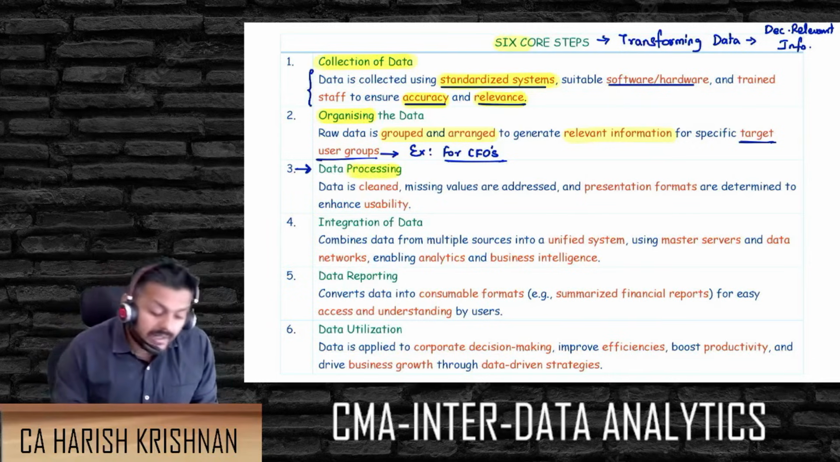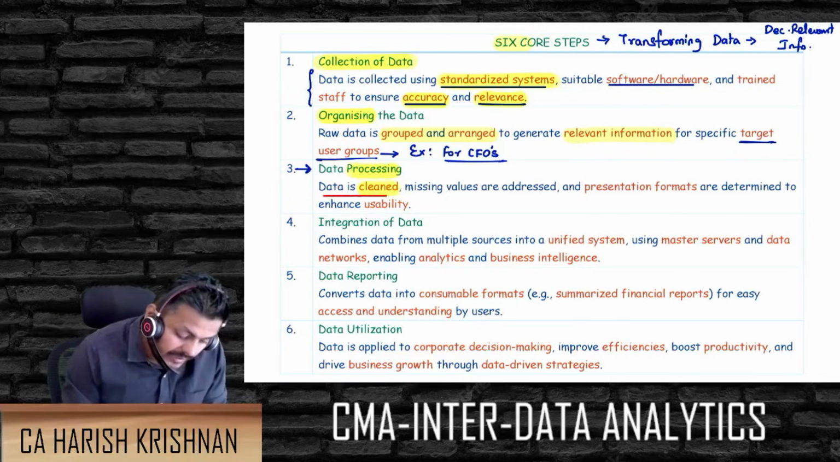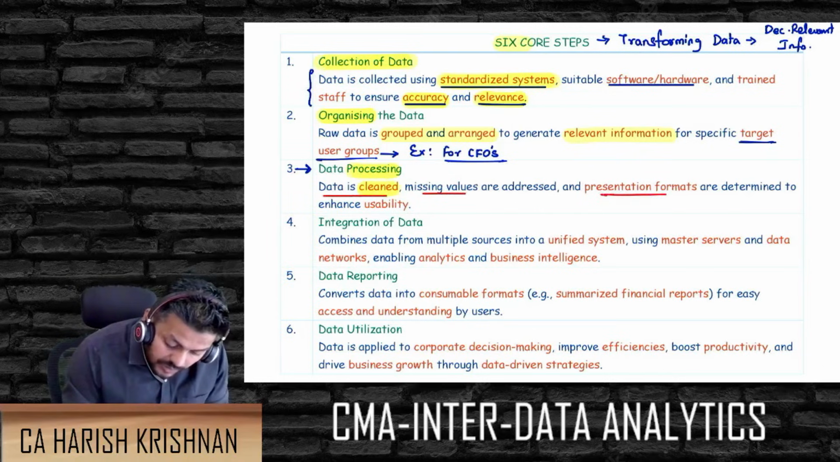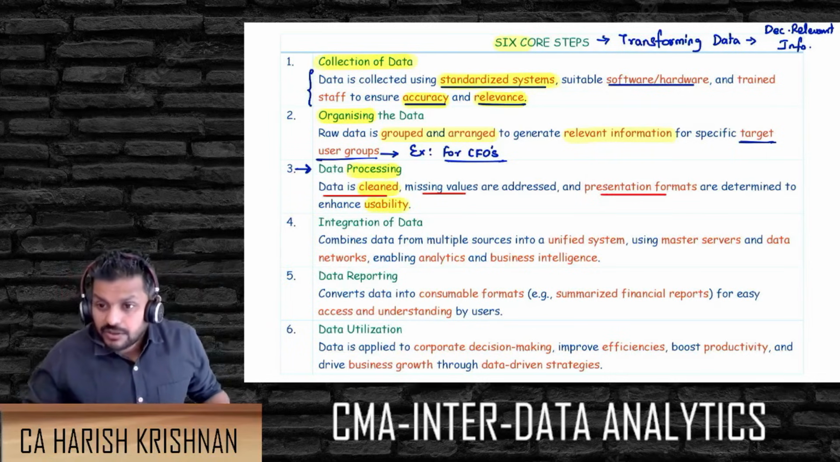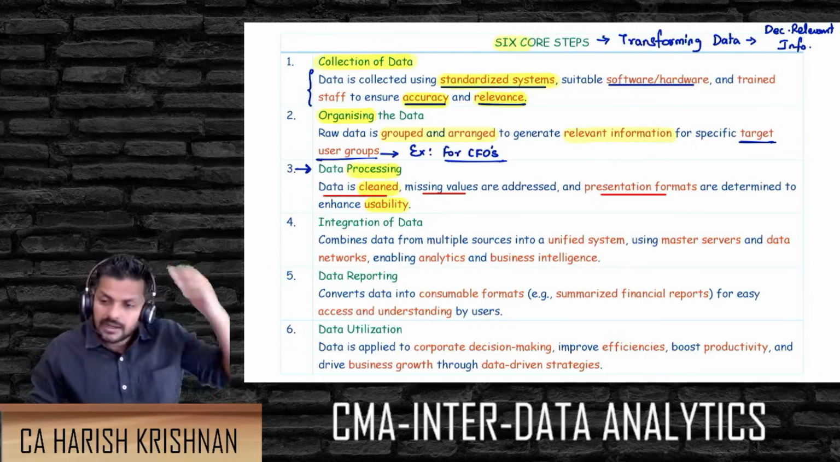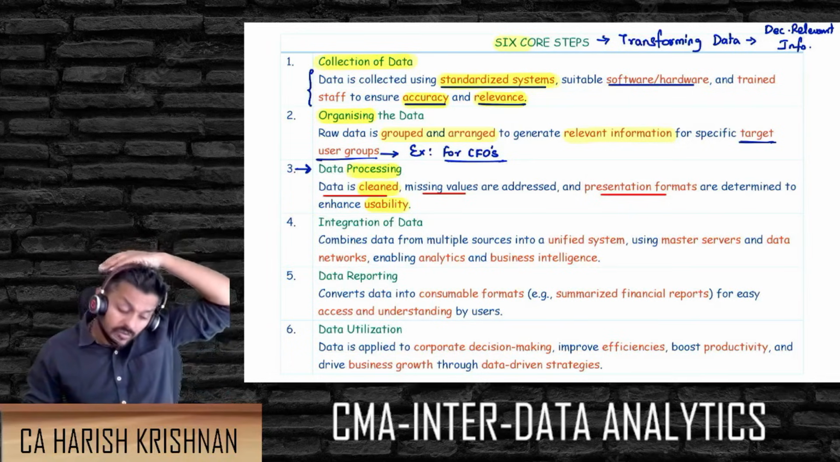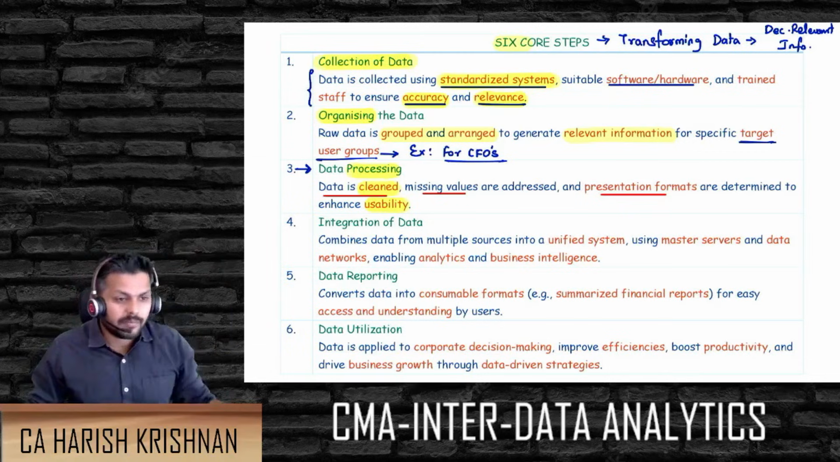The first step in data processing is called data cleansing. Data is cleaned, which is called data cleansing. Missing data or missing values are then addressed. Presentation formats are then determined so that you can enhance the usability. Sometimes you present the data in tables, more easy to recognize and use. Sometimes in charts, more eye-catching, more easy to see. How data is presented also makes a lot of sense. So data cleansing, missing values, and presentation formats are determined.